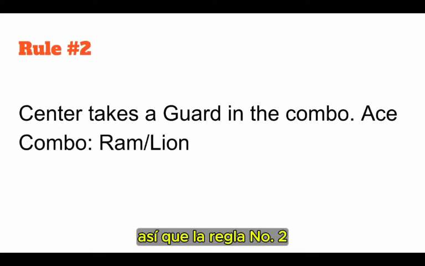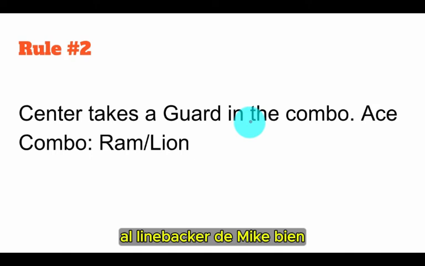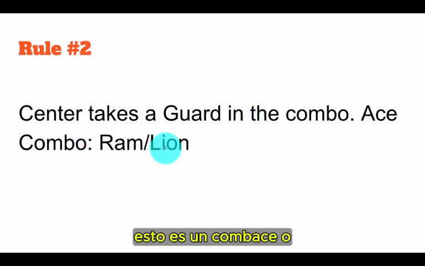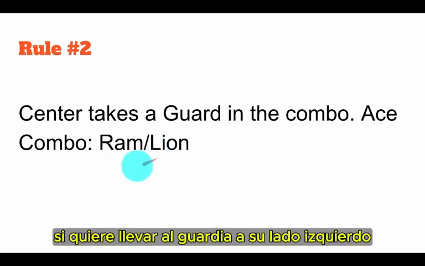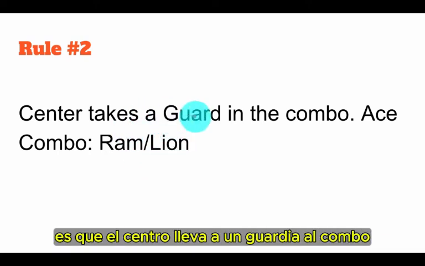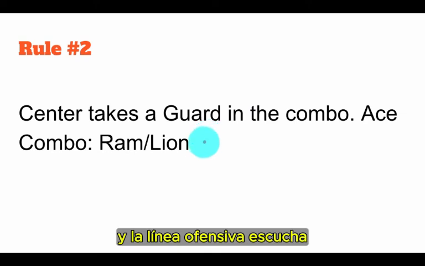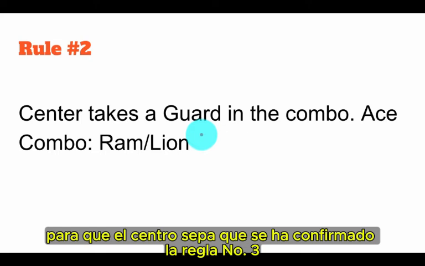So rule number 2, the center is going to take a guard in the combo to the Mike linebacker. This is an ace combo. If he wants to take the guard to his right side, he's going to call Ram. If he wants to take the guard to his left side, he can call Lion. You could have different calls for that. But that's rule number 2: the center takes a guard into the combo, and the offensive line listens, and the guard who's called into that combo should echo the call so the center knows that it's confirmed.